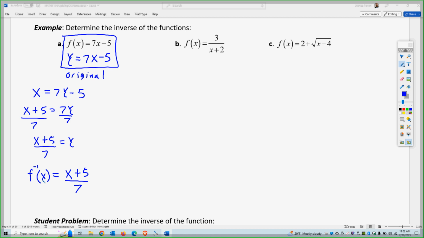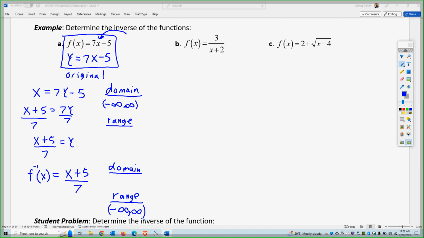All right, so the original domain and range, and the inverse domain and range we'll put down here. Okay, so this is a linear function. There's no restrictions on what I can plug into the original, so it's negative infinity to infinity. There's no restrictions as to what I can plug into that x, whether it's positive, negative, or 0. So that gives me the range of the inverse also, because the domain of the function is the range of the inverse.